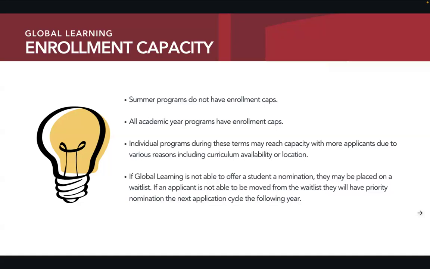And so in the event that for any reason Global Learning is not able to offer a student a nomination in a particular year, they might be placed on a wait list. And we do have movement every year in different amounts, with students perhaps leaving the process for lots of different reasons and then opening up spots for others, all the way up until our final commitment deadline. But in the worst case scenario, if they are still not able to be moved from the wait list, we do work with students to ensure that they have priority nomination for the next application cycle the following year.